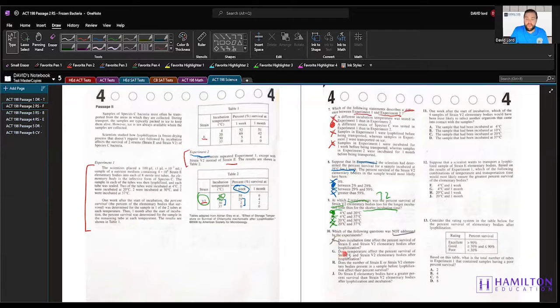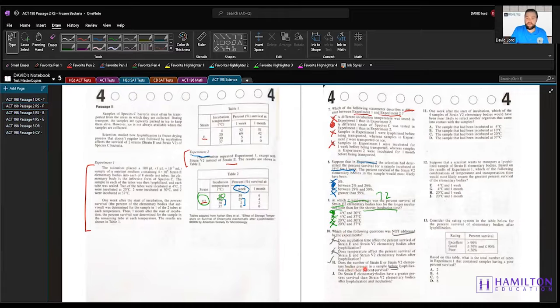Answer choice G. Does temperature affect the percent survival of strain E and V2 elementary bodies after lyophilization? Again, we have temperature given here, and that does seem to affect the percent survival rate. So I'm going to cross off G. H. Does the number of strain E or strain V2 elementary bodies present in a sample before lyophilization affect the percent survival? That seems like a good answer to me, but we'll keep checking.